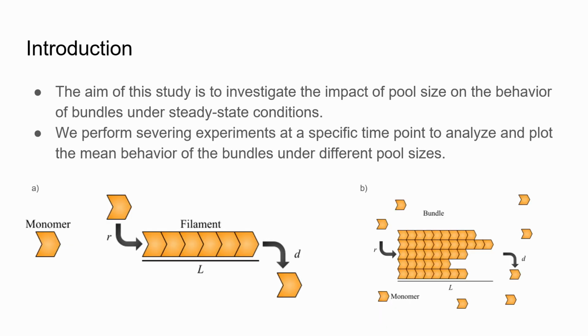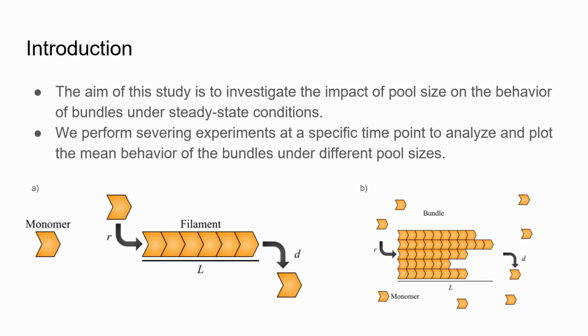Here is a schematic of the assembly dynamics of cytoskeleton filaments. As you can see from figure A, filaments are linear polymers composed of individual monomers or building blocks that are added and removed from their ends at particular rates. For example, the rate of assembly is denoted as R and the rate of decay is D, forming a linear structure of length L. In figure B, we see a bundle.